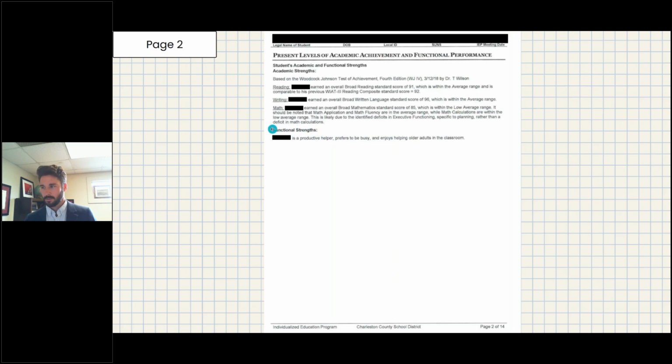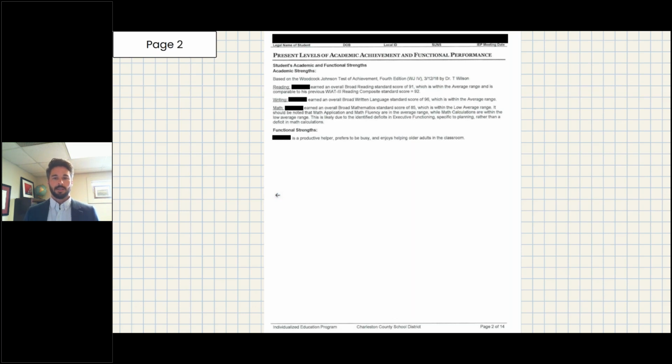Functional strengths. This is a pretty small section, right? It typically looks beyond schoolwork. It looks at things like life skills, behavior, communication, that sort of thing. Most of the time the section can be pretty brief, unless your child has a disability that impacts life skills, behavior, communication. A child with certain forms of autism might have a lot more in here. Maybe a child with more delicate medical conditions would have more in here.